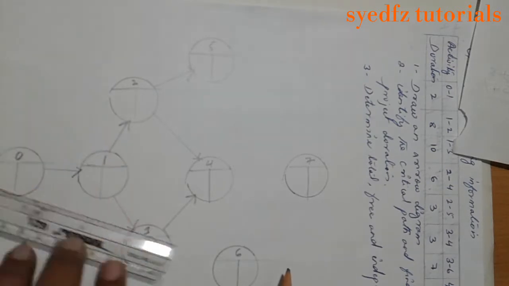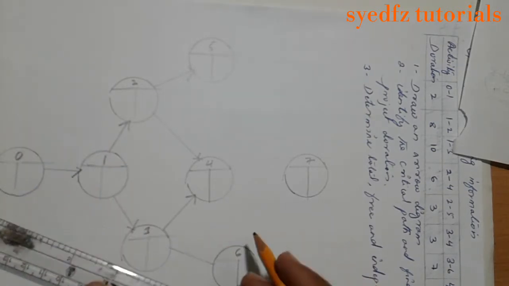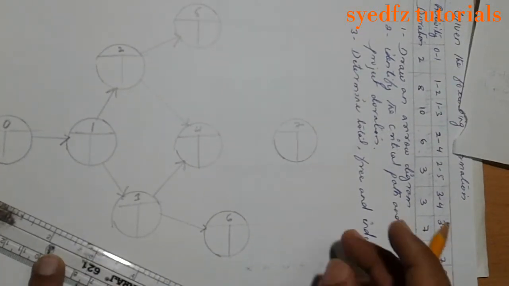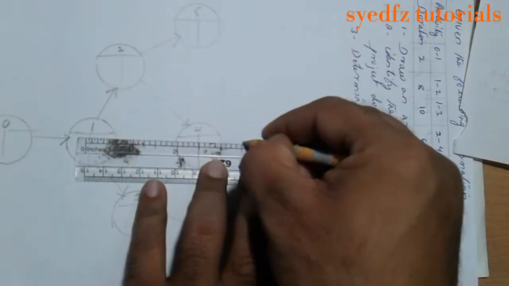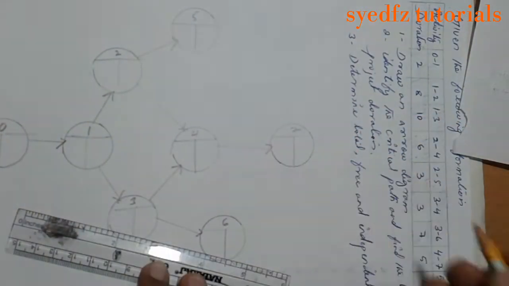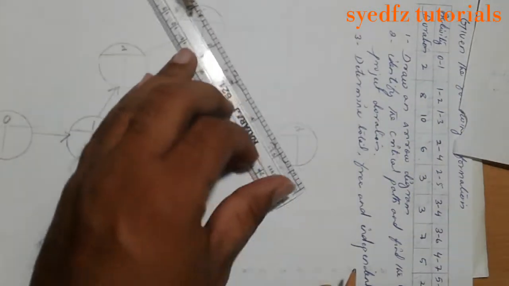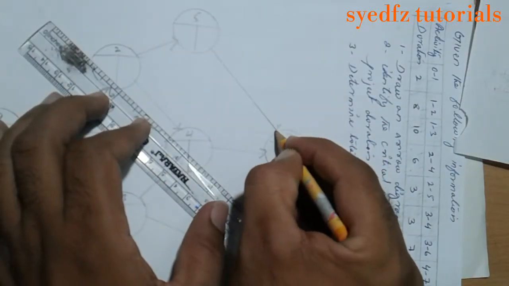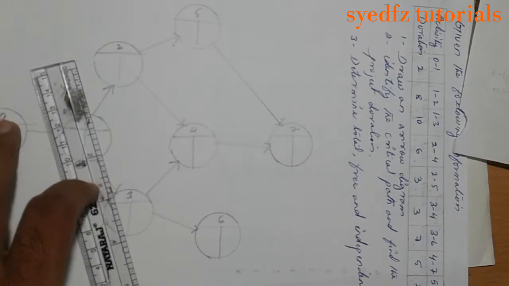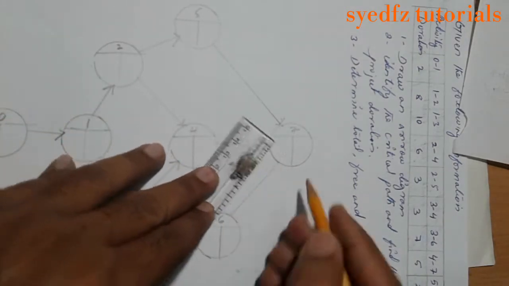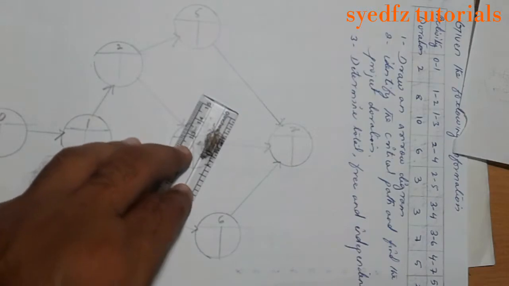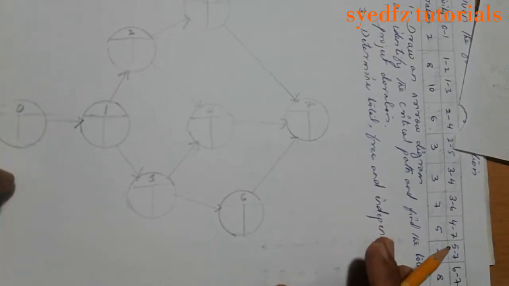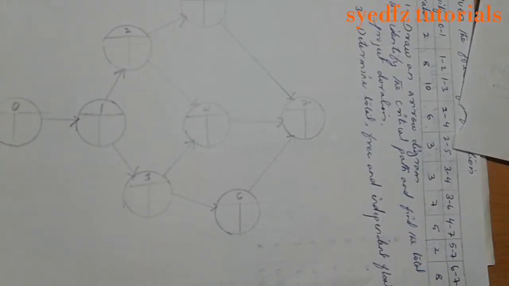Then 3 to 6. Next 4 to 7, this one. Next 5 to 7, this one. Next 6 to 7, this one. This is the arrows we have done so far. Now add the durations.